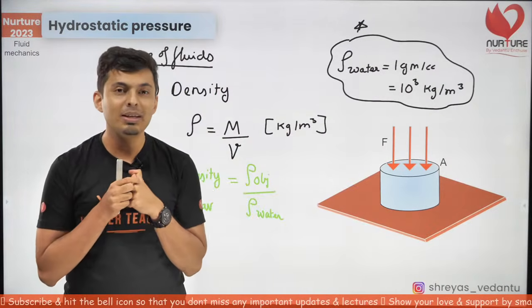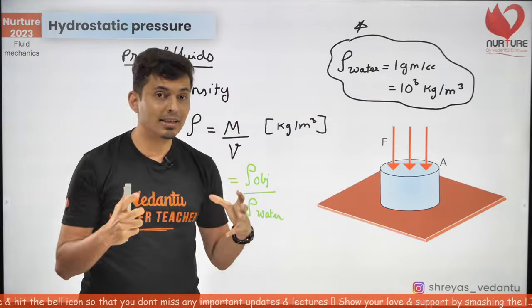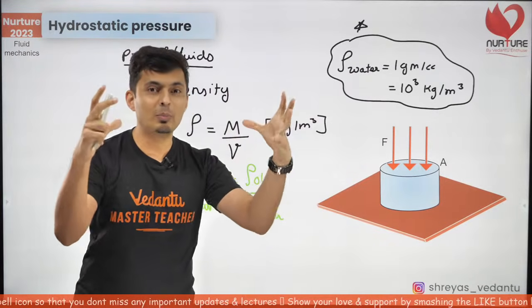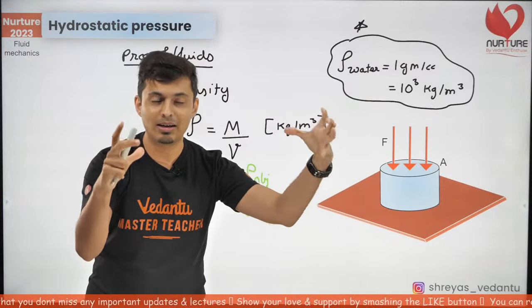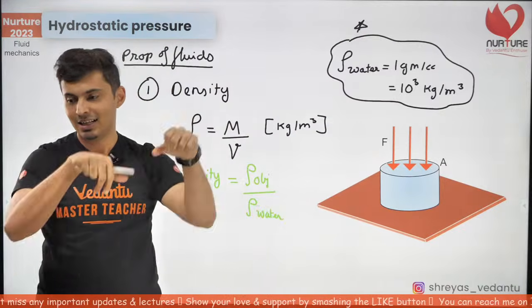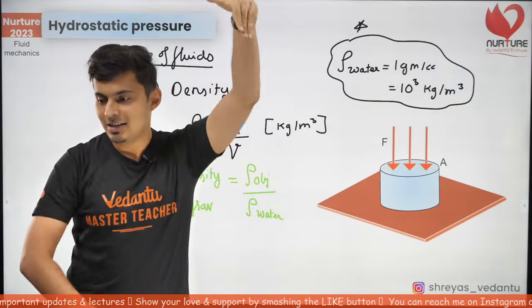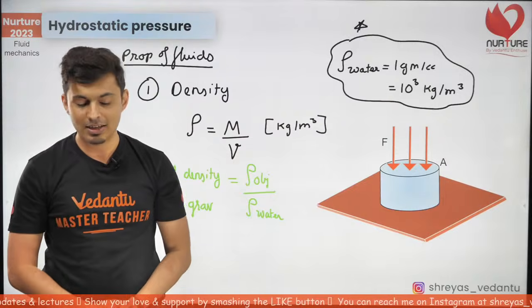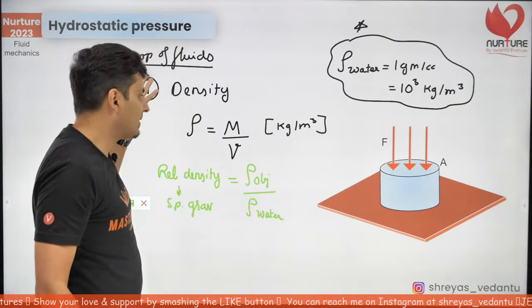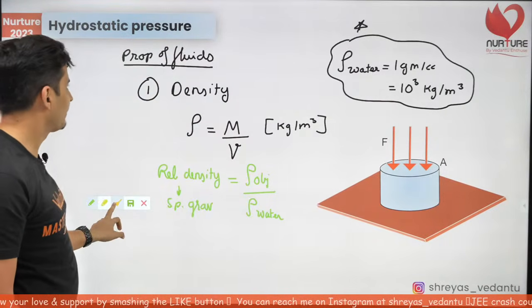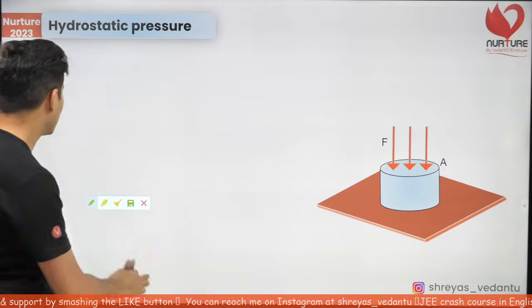So what do you think will happen? Obviously, if the density is higher than that of water, then if you put such an object in a liquid like water, it will sink. 1.3 is more than water, so it will definitely sink. And if it is less than 1, obviously it will float. Perfecto. That's one thing. Second thing is pressure.